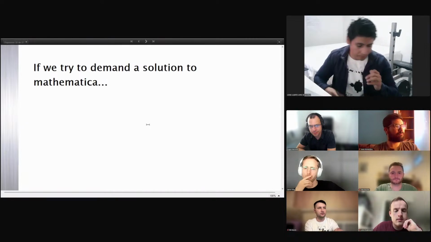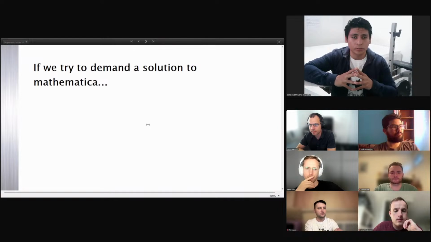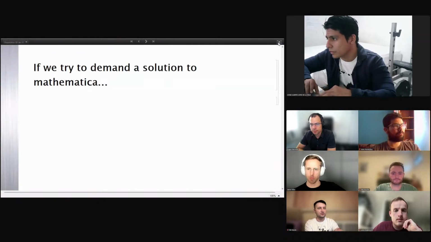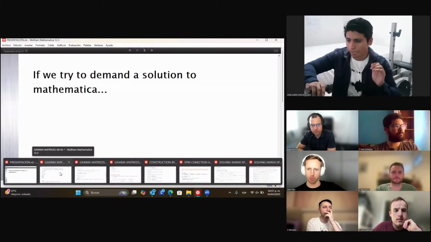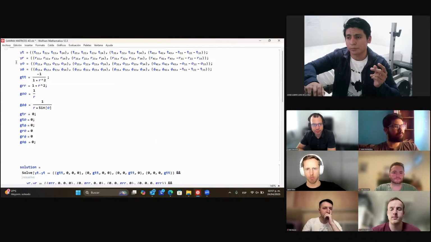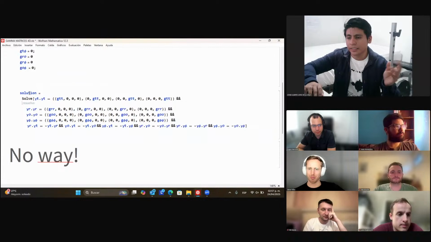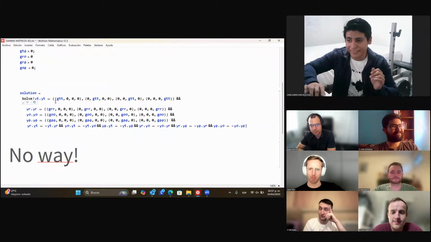Here is where I tried to ask Mathematica directly for a solution. Let me show you my first attempt to solve this problem. If I try to demand a solution, here are my 4 gamma matrices, my 64 variables, and if I try to get a solution, it's impossible to compute. No way to get an answer here.